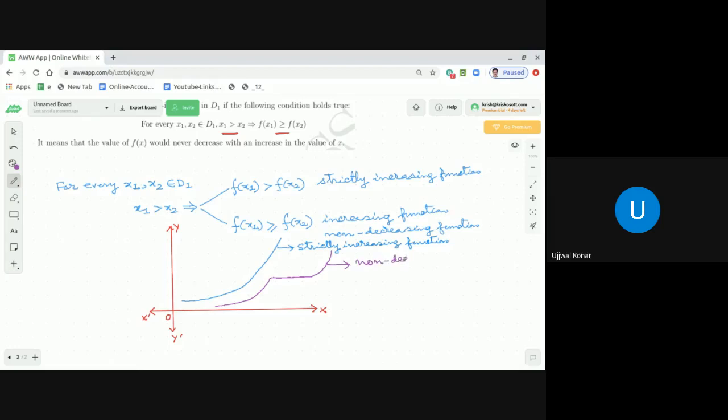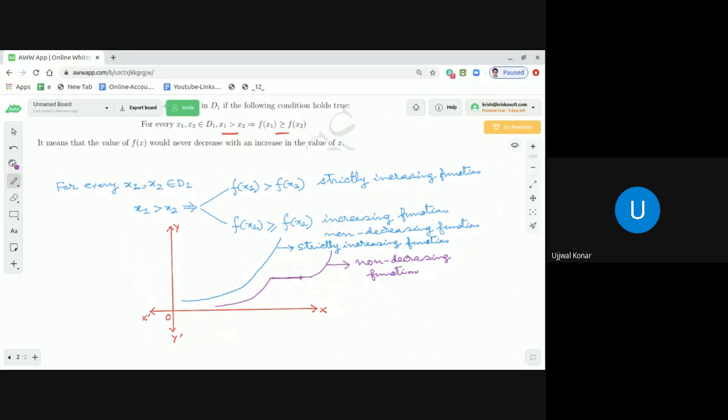Non-decreasing function. So when we say that the blue color is a strictly increasing function, then we can say the purple color function is a non-decreasing function. Why non-decreasing? That means it is not actually decreasing. It can be constant in this period of time.